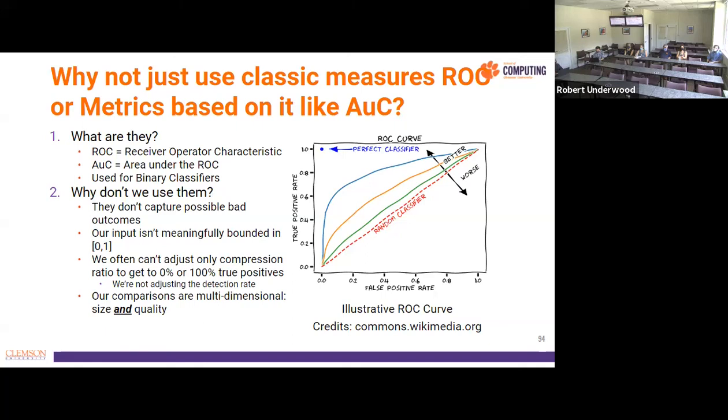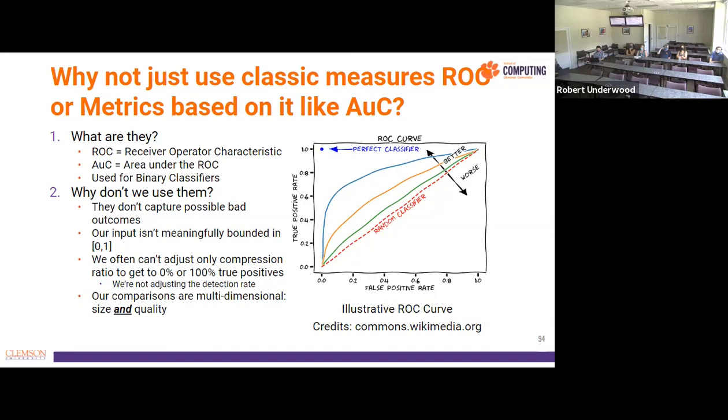A question that machine learning and artificial intelligence researchers may ask is, why not use classical methods such as the receiver operator curve, or metrics based upon it, like the area under the curve? So what are these? The cartoon on the right indicates a family of receiver operator curves for a particular problem. And by tuning what's called the detection threshold, you can achieve different rates of false positives on your application. A curve that goes straight up and then straight to the right, looking like an L, would be the ideal receiver operator curve, because that would be a so-called perfect classifier.